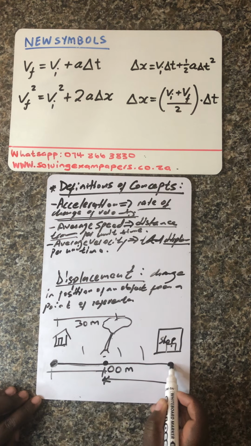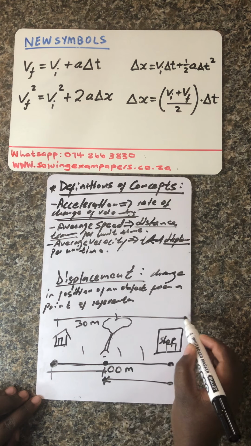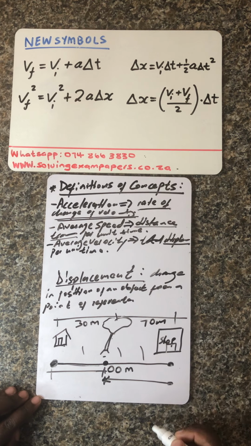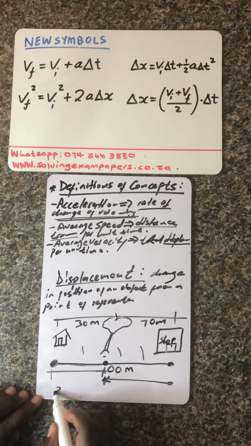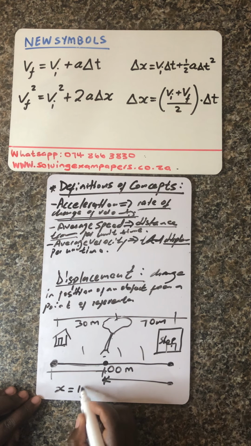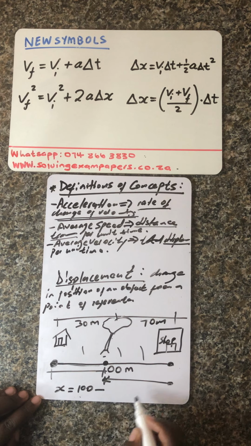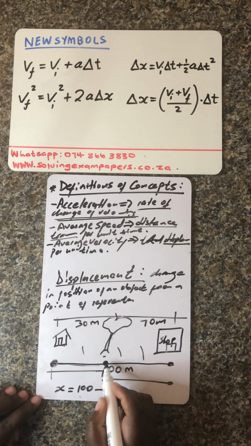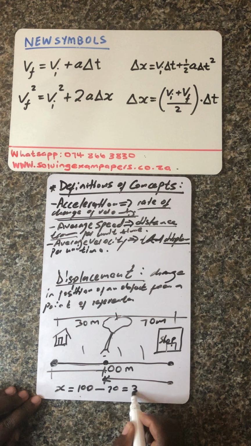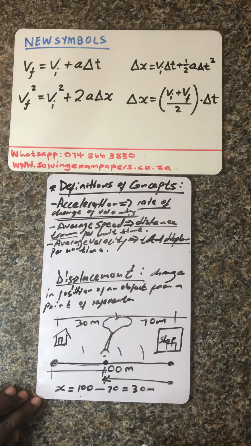because it's that 100 minus this distance, which is obviously 70 meters. So if I were to calculate the displacement, ladies and gentlemen, it's that distance that you traveled minus that distance from there to there, which is 70, and this equals 30 meters.